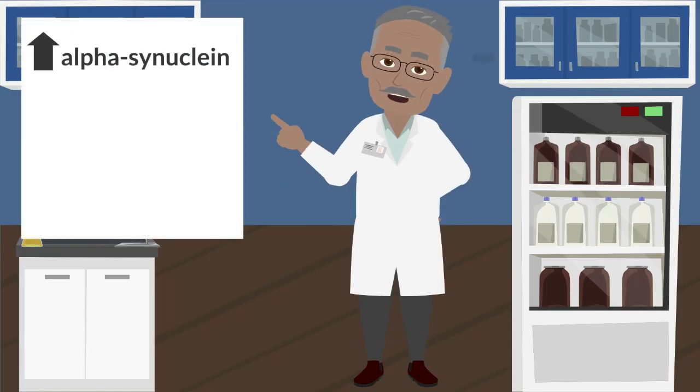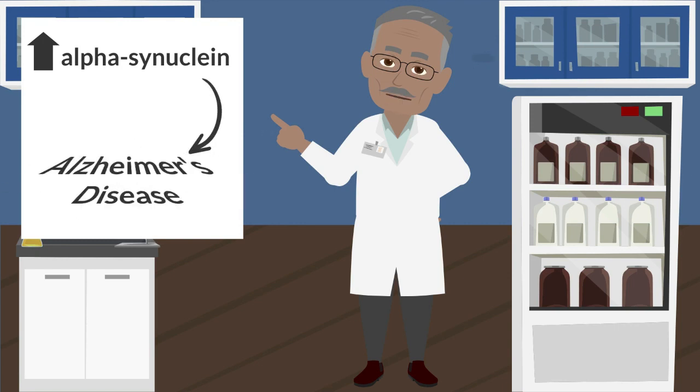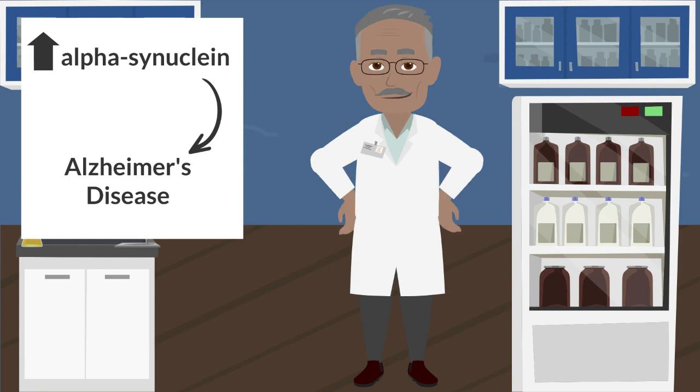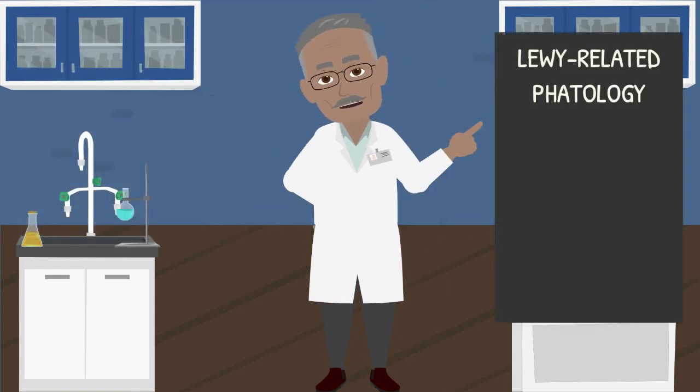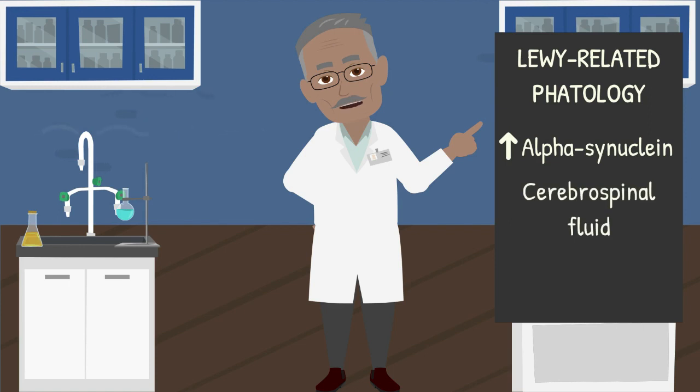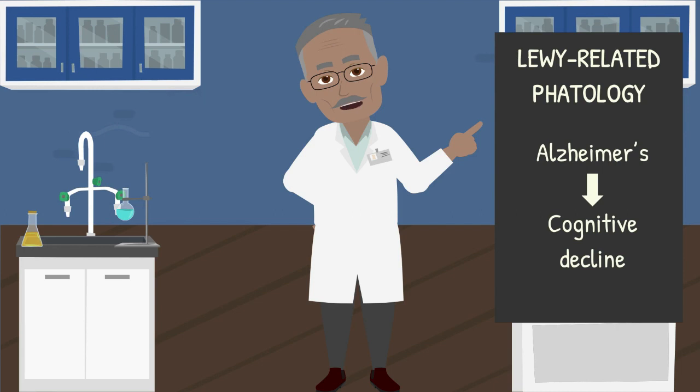The accumulation of alpha-synuclein occurs in other neurodegenerative diseases, such as Alzheimer's disease. Lewy-related pathology, primarily comprised of alpha-synuclein, is present in a majority of autopsied Alzheimer's brains, and higher levels of alpha-synuclein in the cerebrospinal fluid of patients with mild cognitive impairment and Alzheimer's have been linked to cognitive decline.